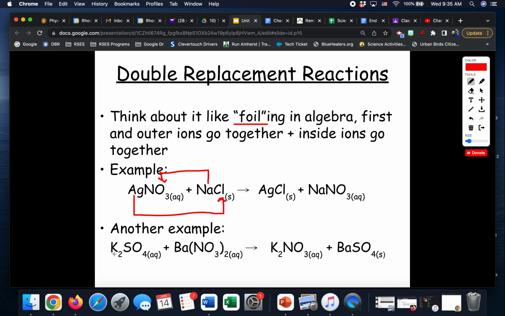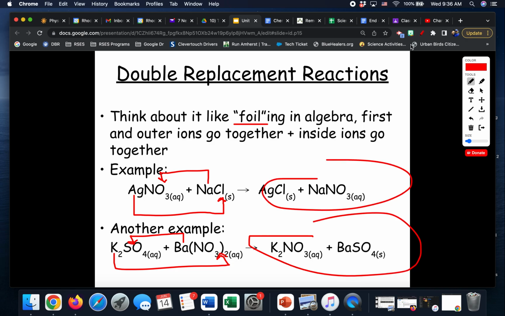First and last would be KNO3. Inner would be BaSO4. That's how we figure out what they're making over here.